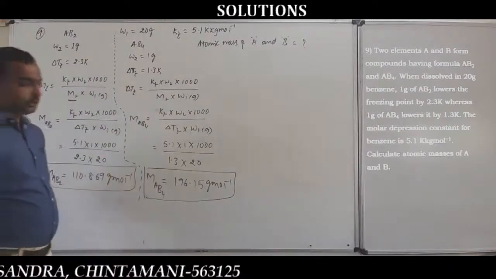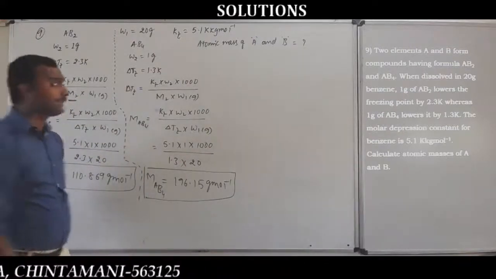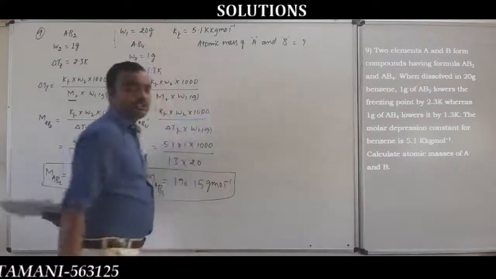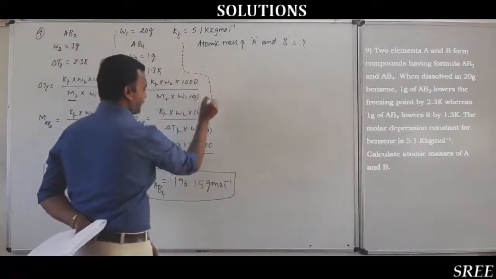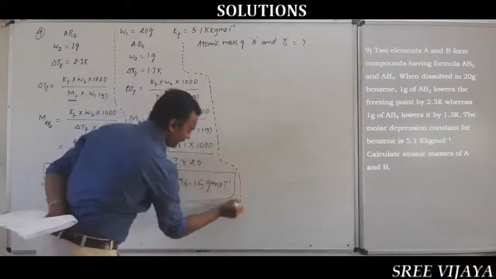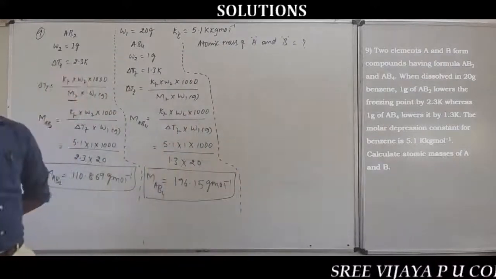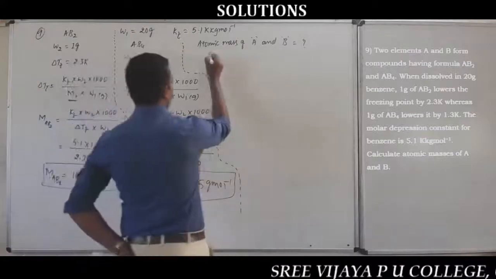So once you calculate the molar mass of these two, you need to consider the atomic masses. How do we calculate the molar mass? The molar mass of a compound is the sum of the atomic masses of the elements in it.